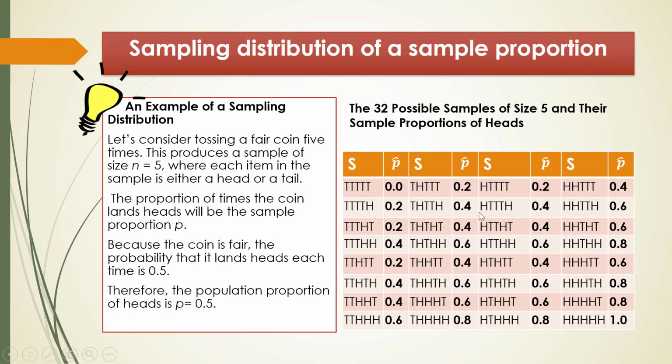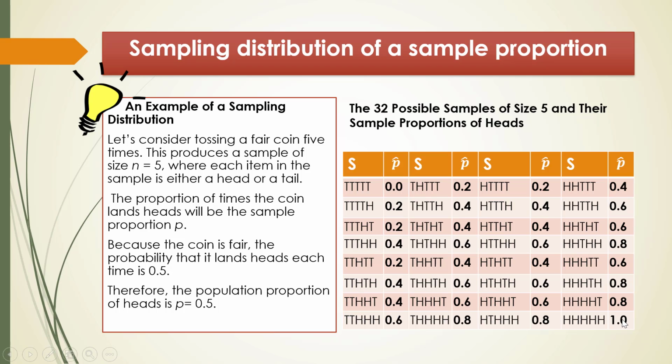So now after we compute the sample proportion for the 32 possible samples, we have got a new set of values: 0.0, 0.2, 0.2, 0.4, 0.2, 0.4, 0.4, 0.6, 0.2, 0.4, 0.4, 0.6, 0.4, 0.6, 0.6, 0.8, 0.2, 0.4, 0.4, 0.6, 0.4, 0.6, 0.6, 0.8, 0.4, 0.6, 0.6, 0.8, 0.6, 0.8, 0.8, and 1.